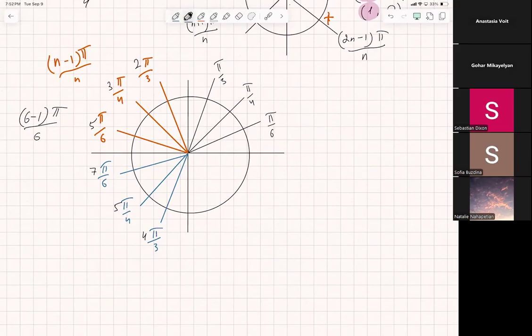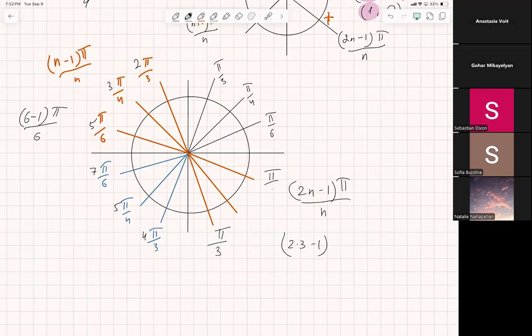For the last one, it would be just a little bit different, because we would have here 2n minus 1, right? Pi over that n. So let me start from here. Pi over 3, right? So 2 times 3 minus 1, that's going to be 6 minus 1, that's 5 pi over 3, right? So that's going to be here 5.